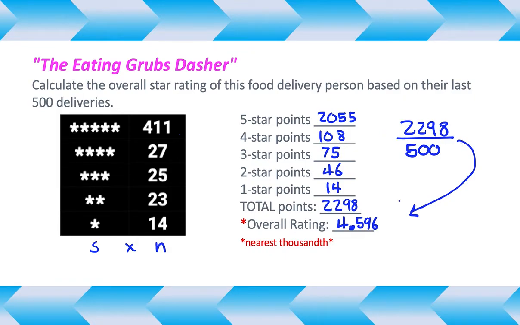Anyway, what do we got? I think that's it. Yeah, we're done. So just round to the nearest thousandth. Total points divided by 500 ratings, and there you go. That's how you do a 5-star rating system. You find the total points, divide by the number of ratings, and you'll get it.